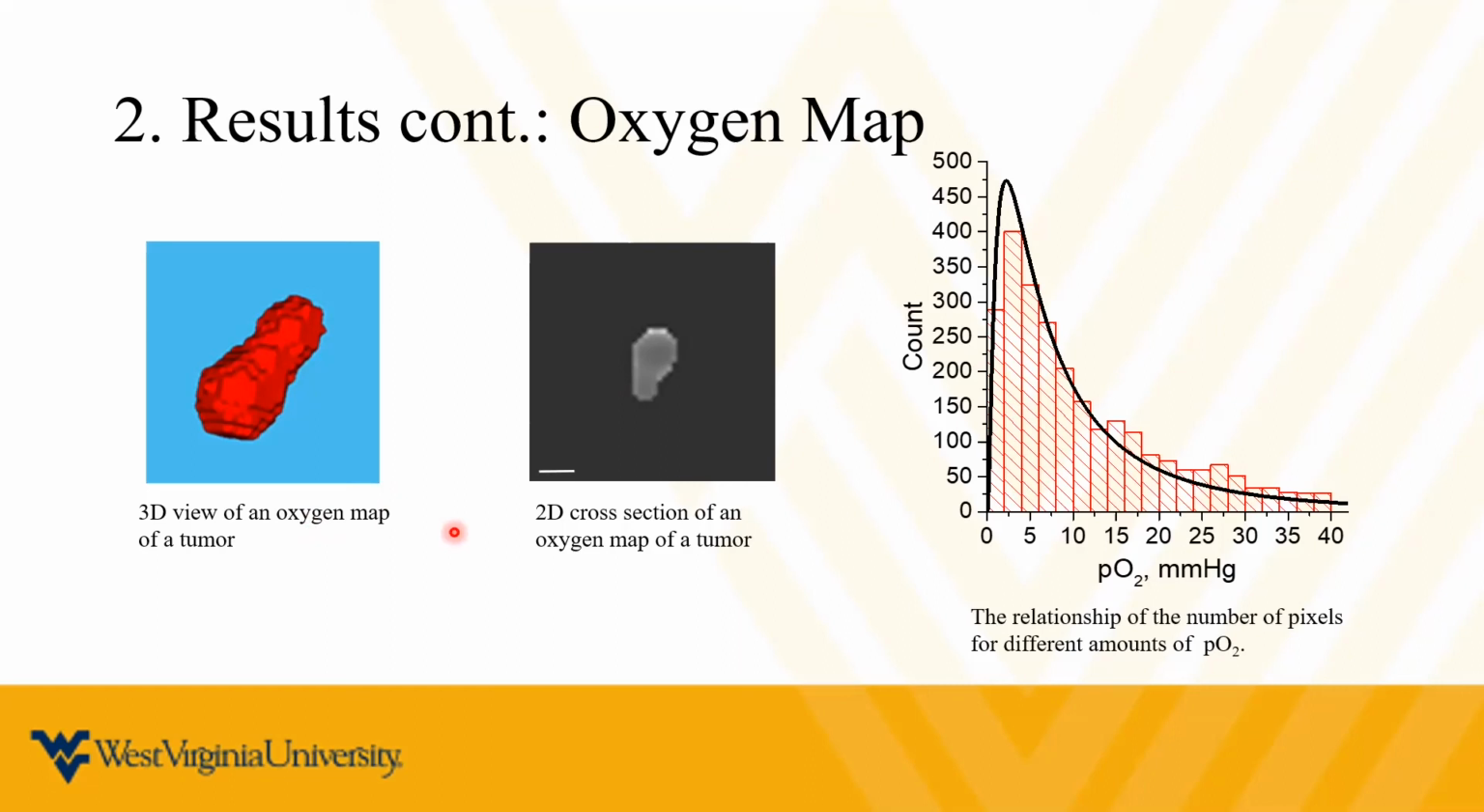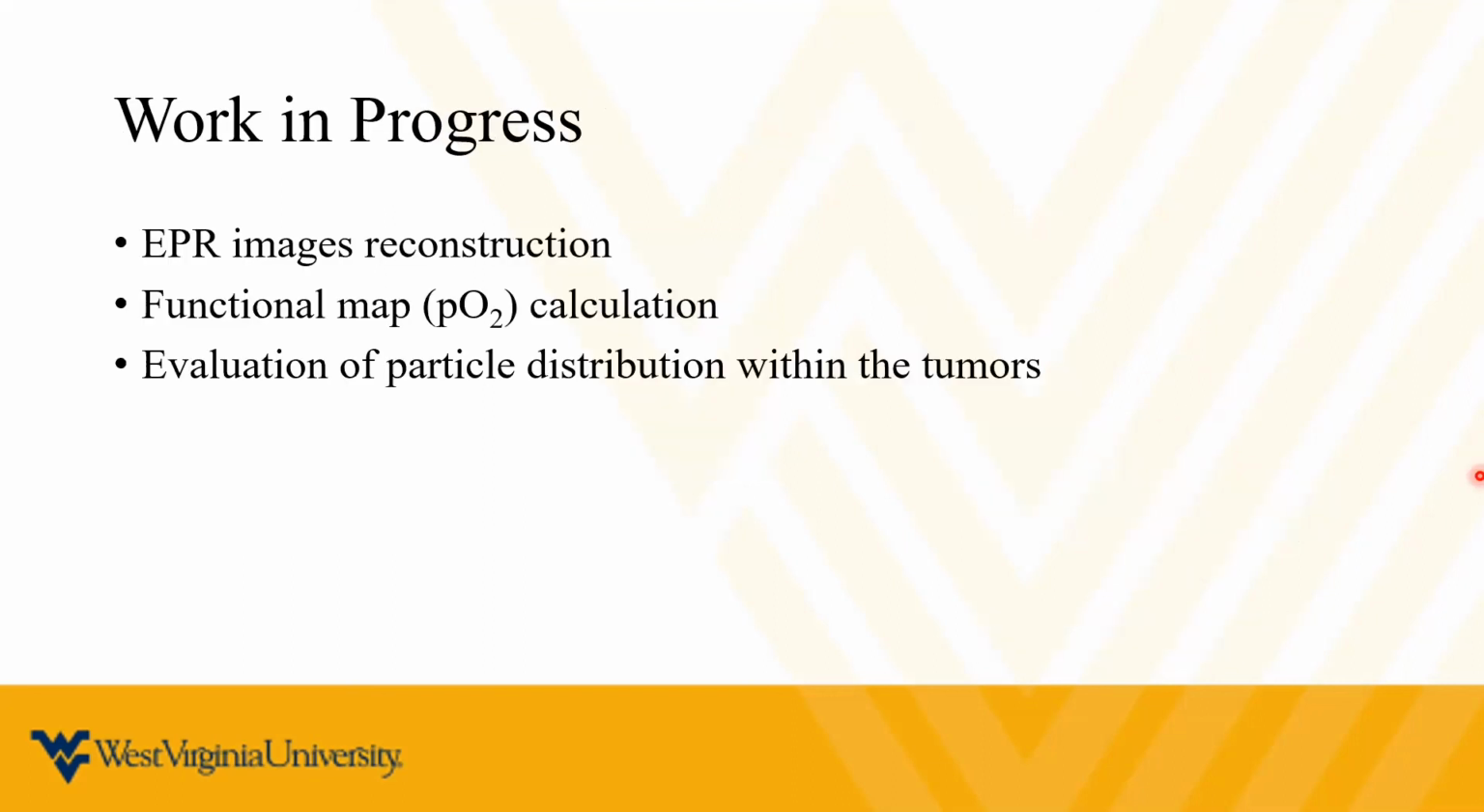The black areas within the tumor are hypoxic, oxygen deficient, and the white areas on the outside are normoxic, meaning they have a normal oxygen concentration. The graph on the right shows the relationship of the number of pixels for different amounts of PO2. PO2 below 10 is hypoxic, and 20 and above is normoxic. This project is still ongoing currently. In the future, there will be EPR image reconstruction, functional map calculations, and evaluation of particle distribution within the tumors.